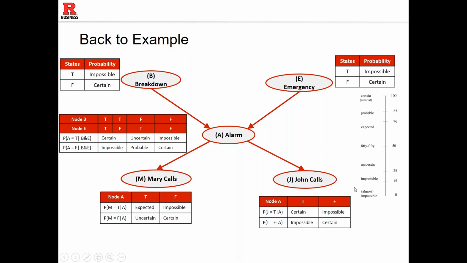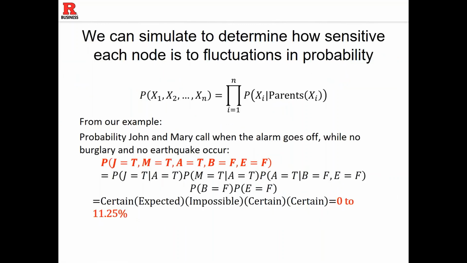And if I wanted to really recompute this probability now, let's say I don't have data, but I have this information from the ranges, this now translates to a range of outcomes. So the probability that John and Mary call when the alarm goes off, when there's no burglary or earthquake occurring, is still very small, but the range could go from 0 to 11.25%. So this information is still helpful if you didn't have any information or data prior to this. You could use this to then inform future decisions about your operations in this case.